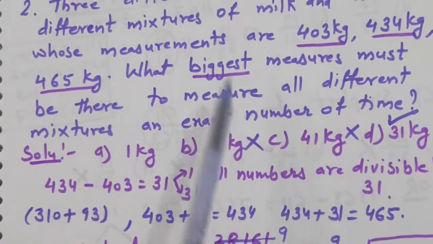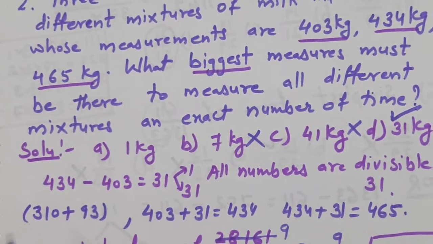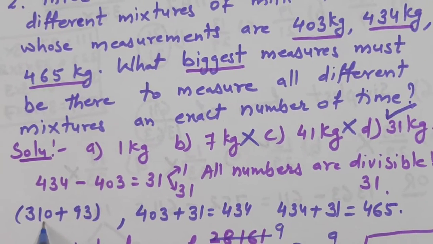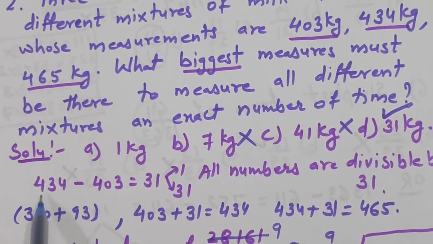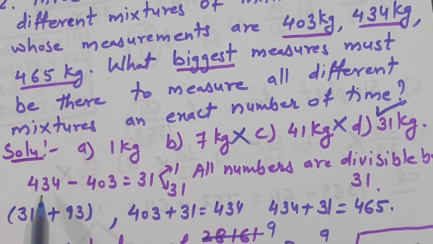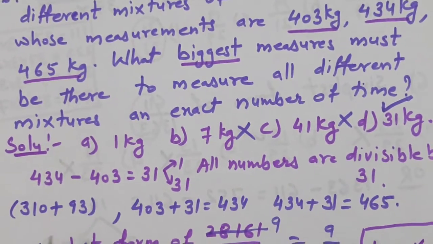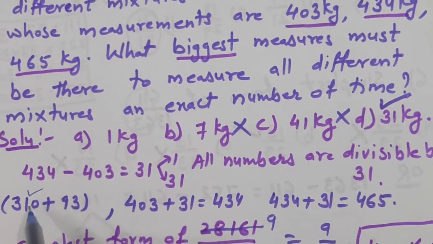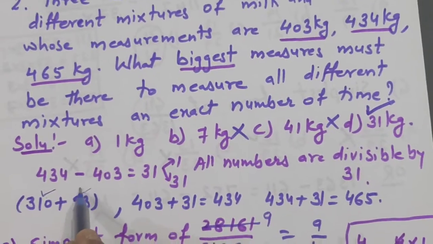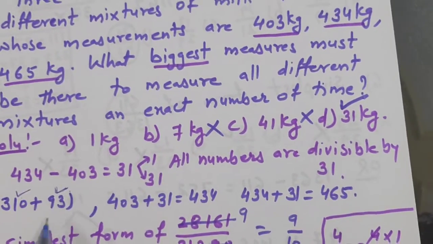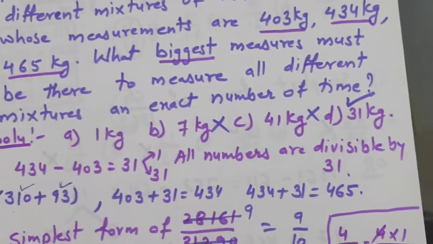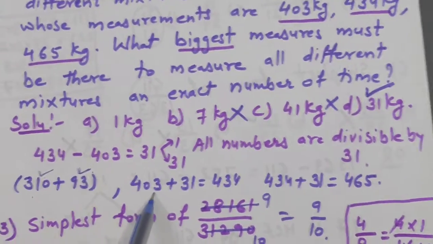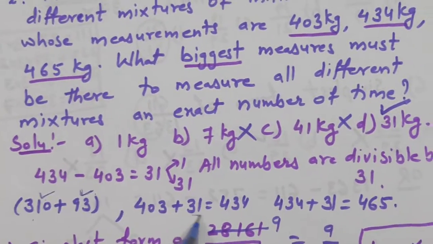So here you don't need to divide exactly, because what I know is that 31 multiplied by 10 becomes 310 and 310 plus 93 is 403. So it means 310 is divisible by 31. Similarly, 93 is also divisible by 31. So this whole number is divisible. Now what is the difference between 434 and 403? It is a difference of 31 again.